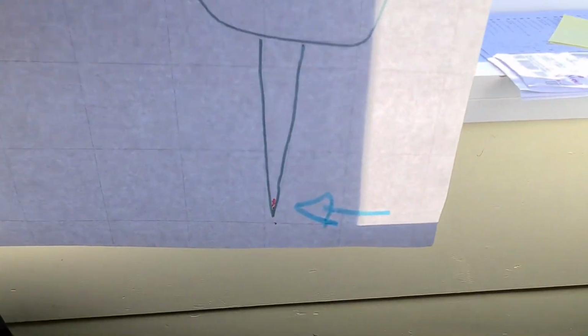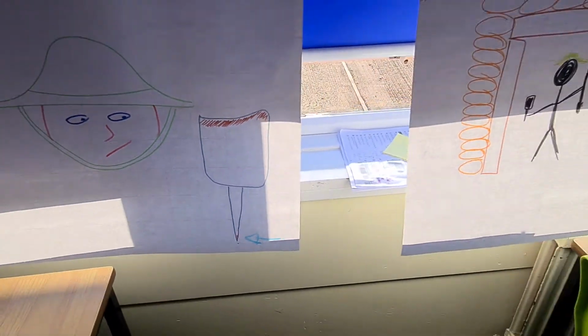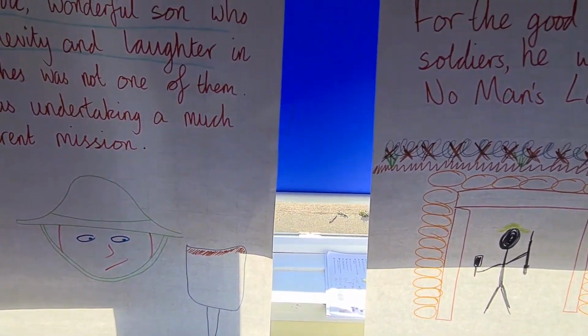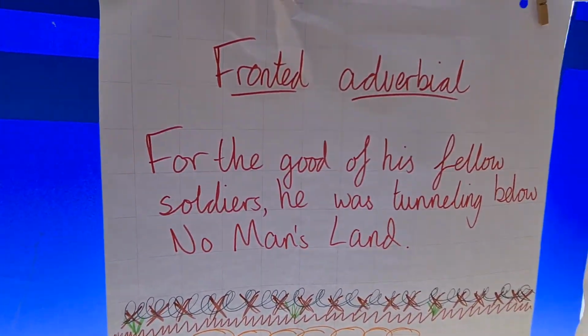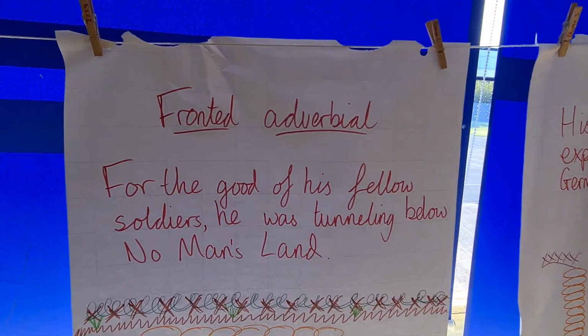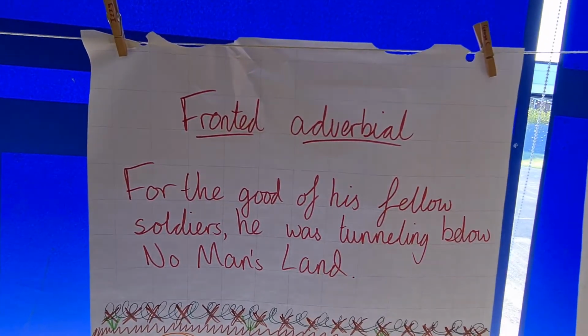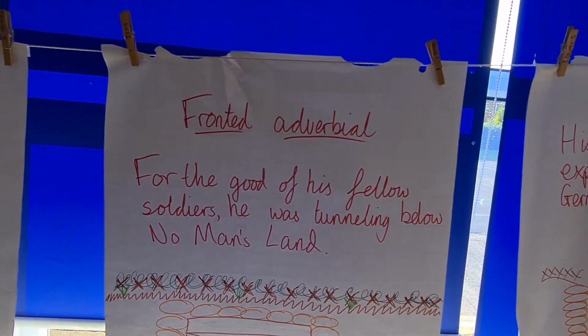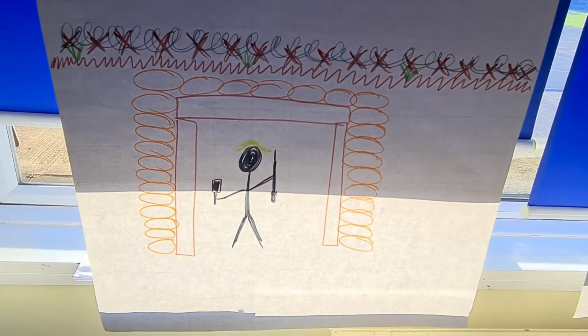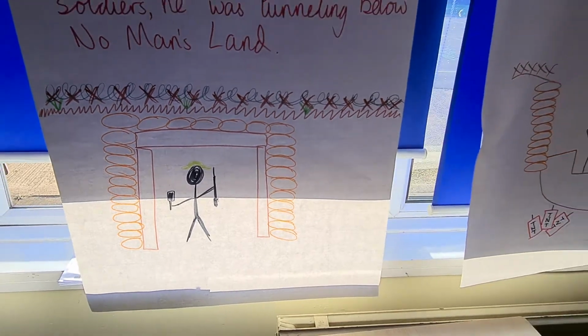And in those days, the spades, they had pointy handles, just in case you ran into the enemy. Give him a good old stabbing. Anyway, for the good of his fellow soldiers, there's another fronted adverbial, he was tunnelling below no man's land, and there he goes, tunnelling below no man's land.